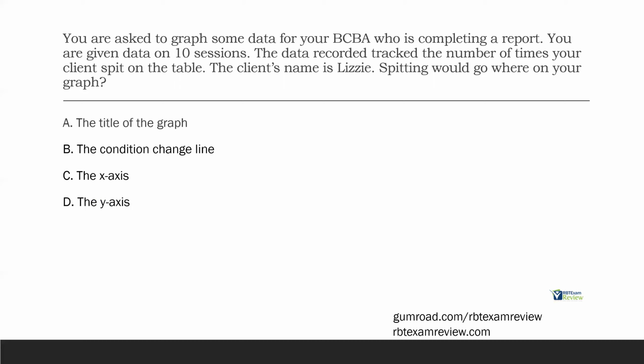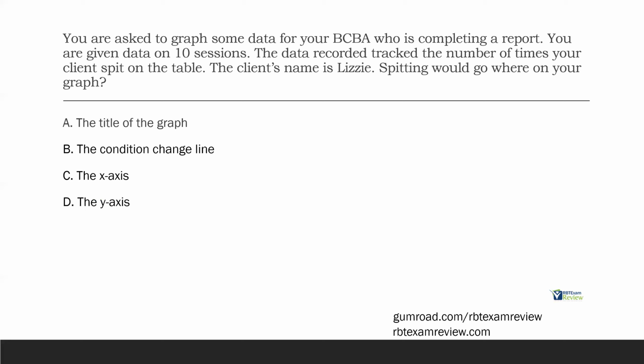So we already have our data. We know the client's name. The question is asking where spitting would go on your graph. So all it's asking is, where does your behavior go? Spitting is our behavior. Sessions is our time. Client's name is Lizzie, so Lizzie would probably go in the title. Where would spitting go? Where does behavior go on our line graphs? Is it the title? Well, maybe, right?